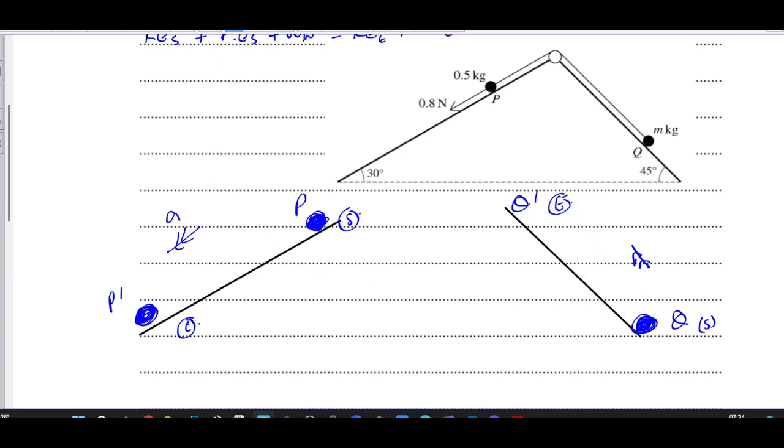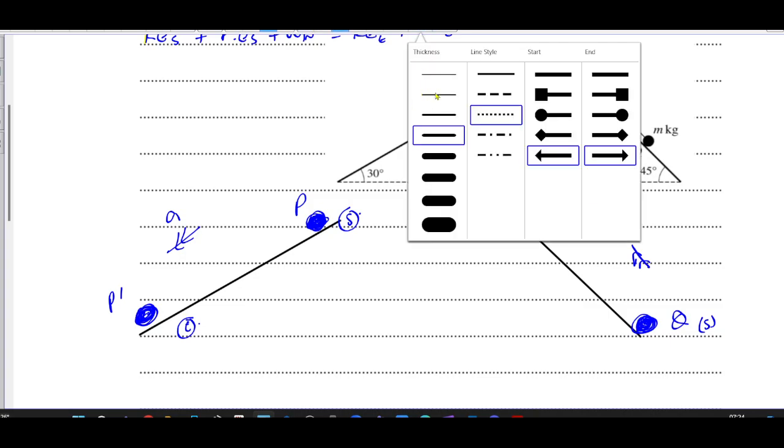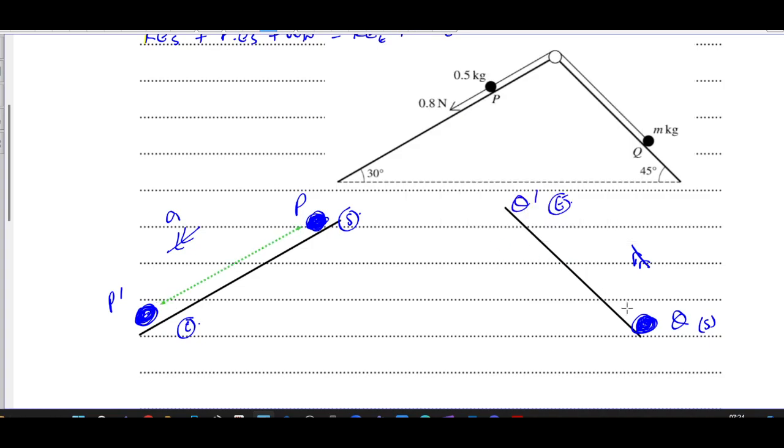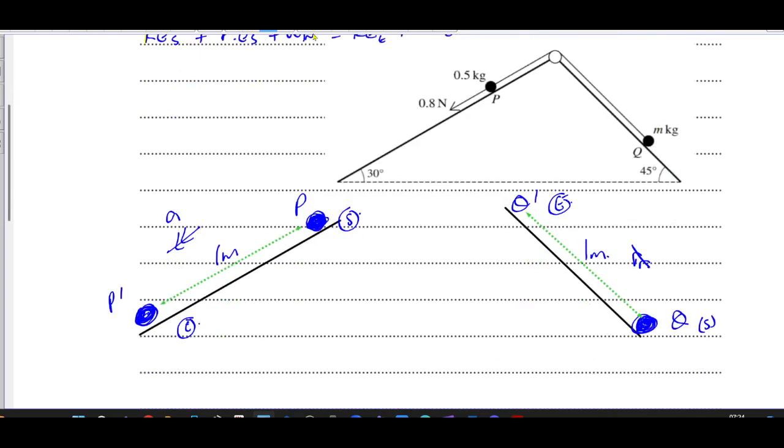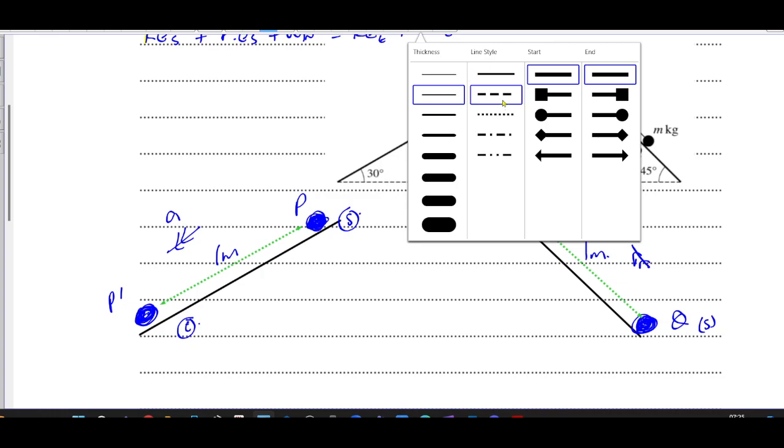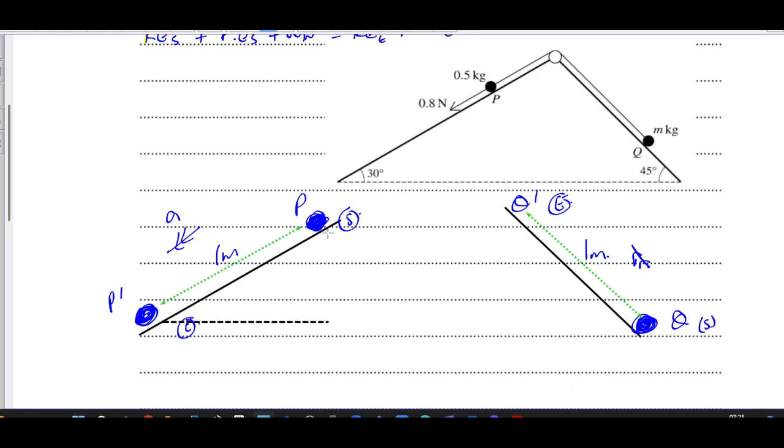They both move a distance of 1 meter along their respective slopes, so that's 1 meter, and that's 1 meter. What I'm going to do is consider the vertical heights for potential energy. The h is the vertical height through which it's moved. So I'm going to make a little triangle here, which will help us with the heights for this and this.